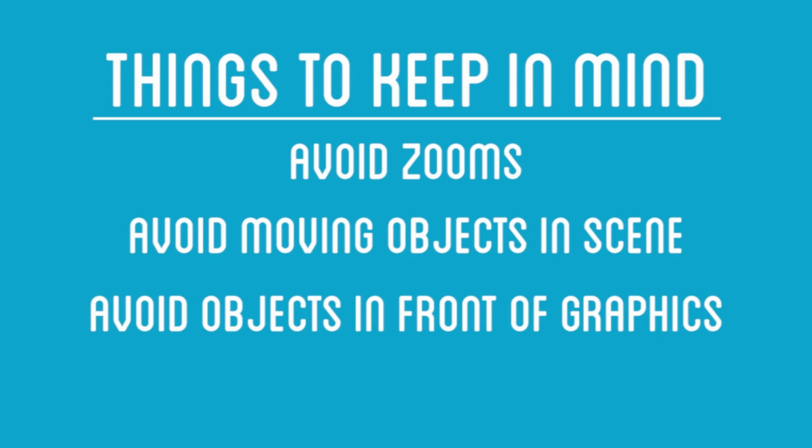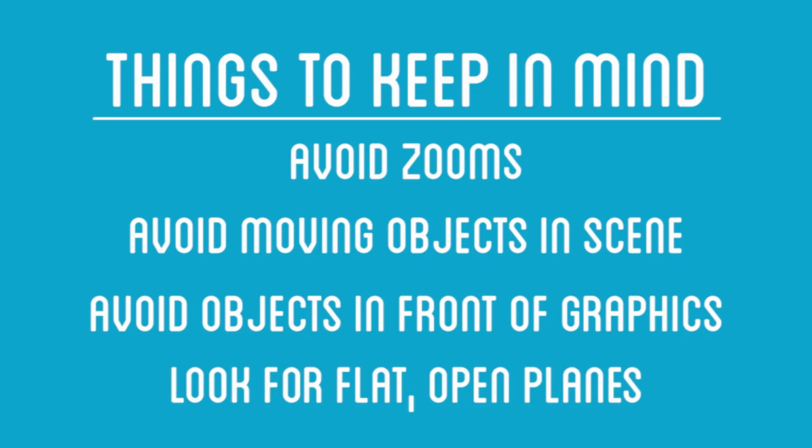Don't allow objects to pass in front of what you'll be tracking. If you do, you'll have to rotoscope your graphics so that it appears that your graphics are actually behind those objects that are moving in front of it. It can be a ton of work, especially if it's a complicated object like a person, and it's a whole lot of work to get it to look great.